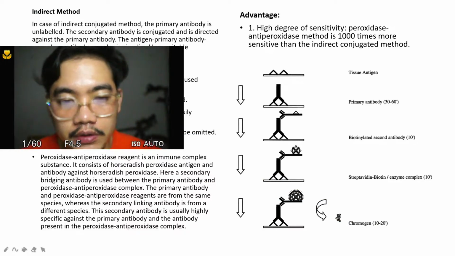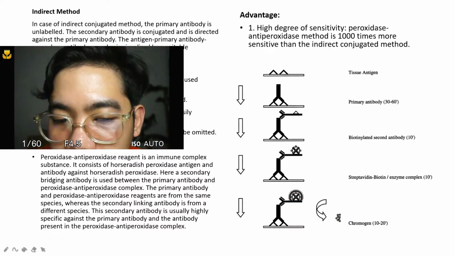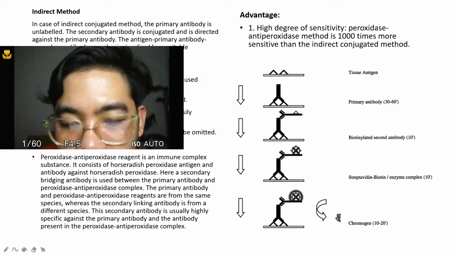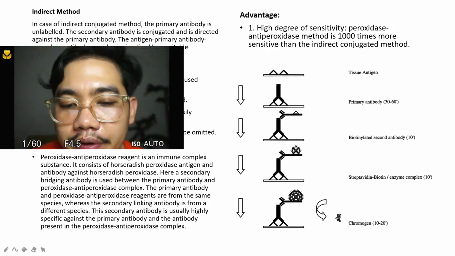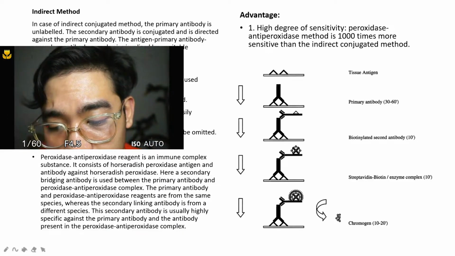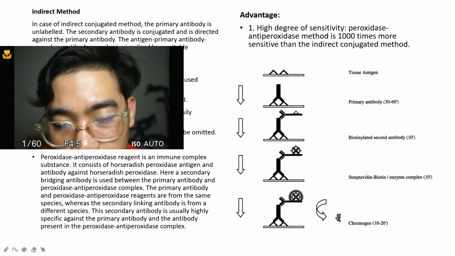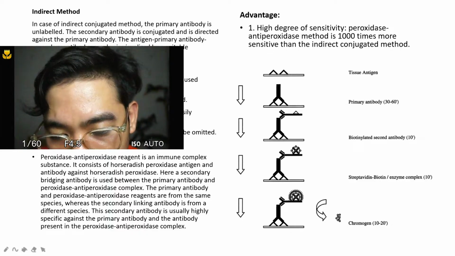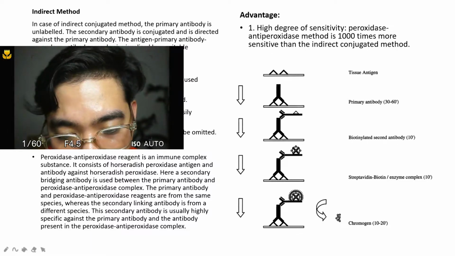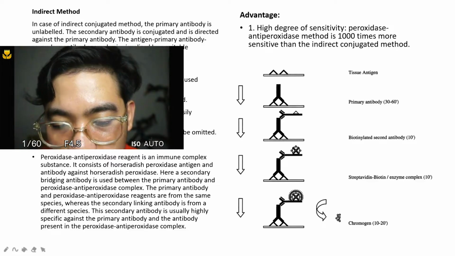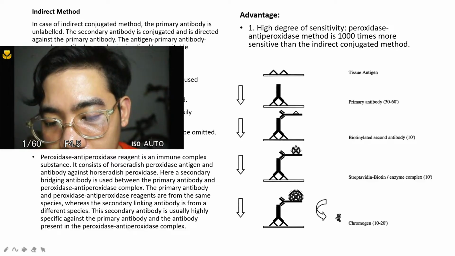So this is your tissue antigen. This is your primary antibody. In the direct method, once it attaches, it colors right away. But in the indirect method, there is another antibody that will attach to the Fc portion of your primary antibody. And then we add the streptavidin biotin or our enzyme complex, the horseradish peroxidase, and then we will add a chromogen that will produce color.